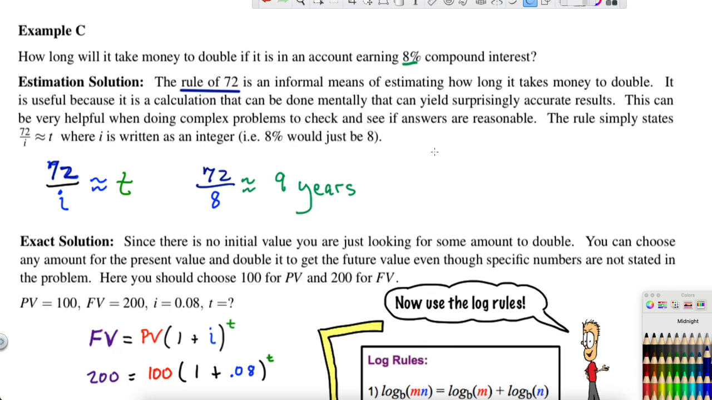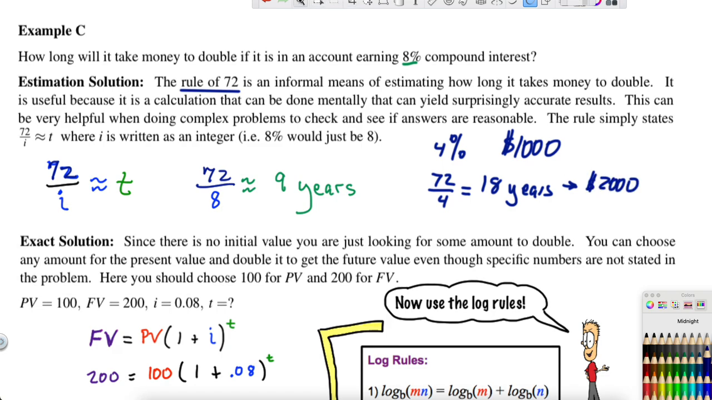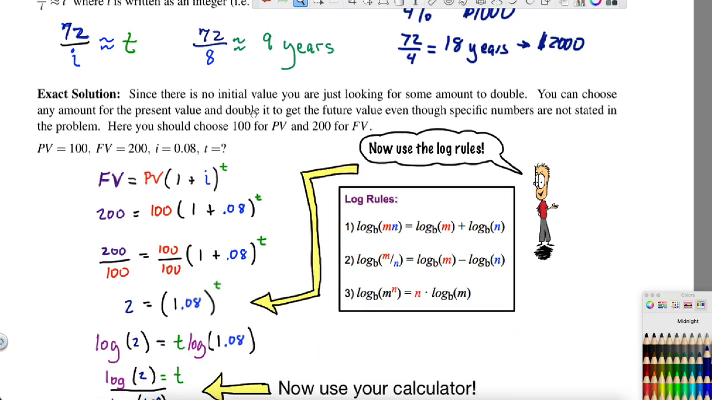So say we had an account at 4%, and we're putting $1,000 in at 4%, and we ask how many years will it take to double that to 2,000, for instance? We would do 72 divided by 4, and that's 18. So it would take 18 years for that amount to double to 2,000, right? That's what that means. And that's just a quick trick, okay?